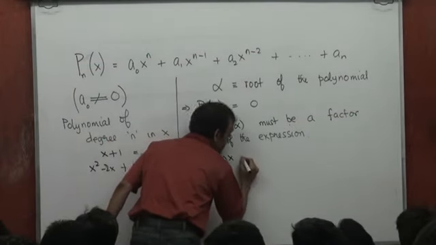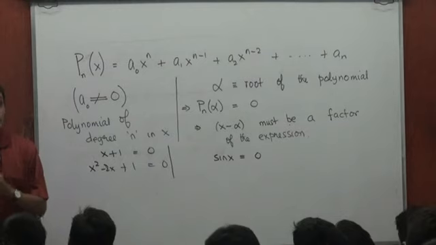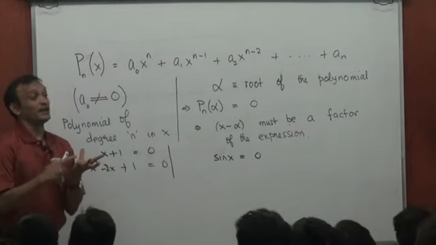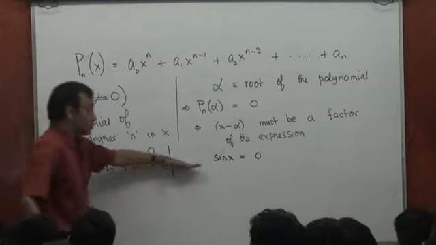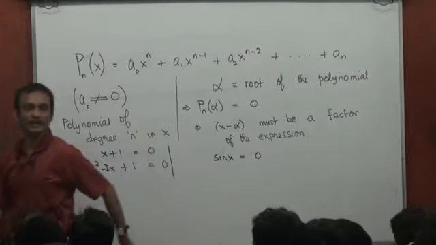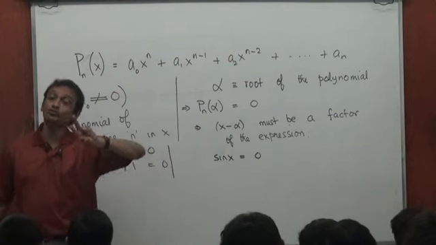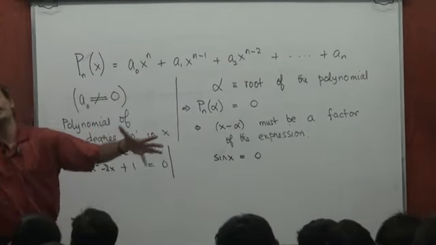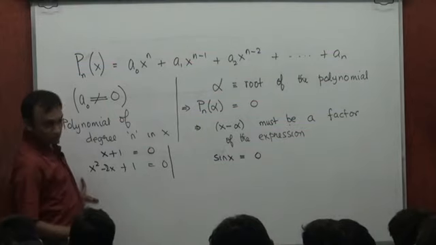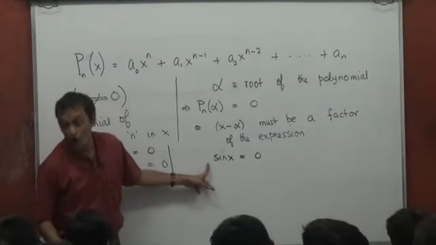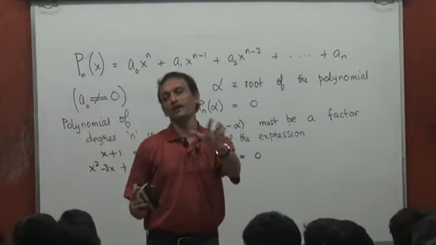If I said sine x equal to 0, it's true for infinite values of x. It's true for x equal to 0, pi, 2 pi, 3 pi, 4 pi, minus pi, minus 2 pi, minus 3 pi. It's true for infinite values of x, but not for all values of x. For example, if you put x equal to 30 degrees, then this will not hold, right? So an equation could be true for infinite values of x, but not all values of x. The earlier one is an equation true only for finite values of x. But an identity is true for all values of x.